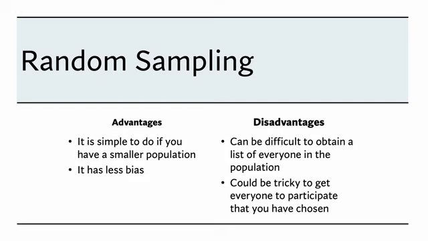So this is pretty simple to do, especially if you have a smaller population, and it has less bias because it's completely random. But it's kind of hard sometimes to obtain a list of everyone in the population. And if you do happen to do that and you're able to send your survey out, sometimes those people won't fill out your survey. So then you still have this problem of not having enough. But it has less bias.